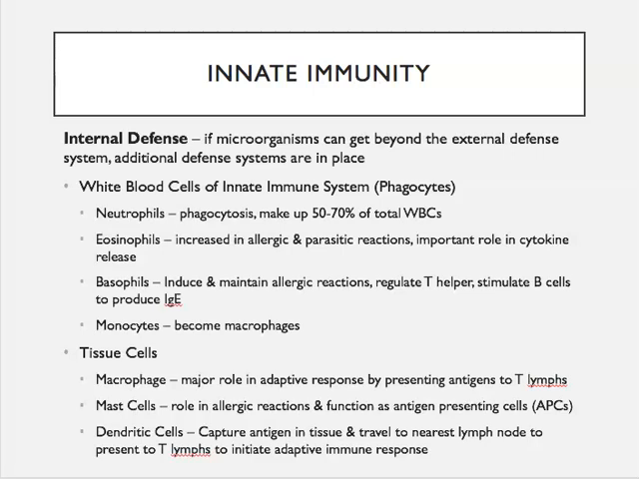Dendritic cells are also classified according to their tissue location. So after capturing an antigen in the tissue through that process of phagocytosis or endocytosis, they travel to the nearest lymph node and present this antigen to the T lymphocytes to initiate that adaptive immune response. So dendritic cells are considered the most effective antigen presenting cell in the body, as well as the most potent phagocytic cell.